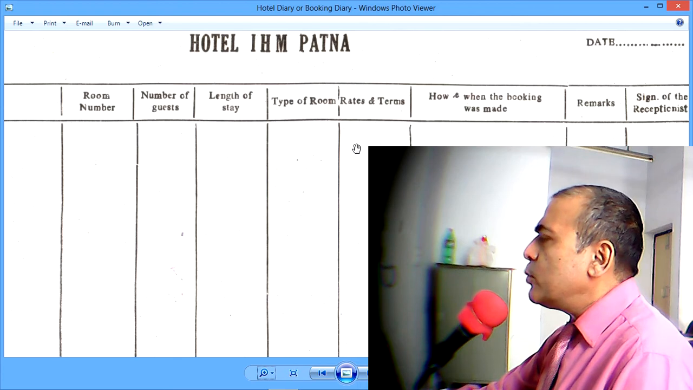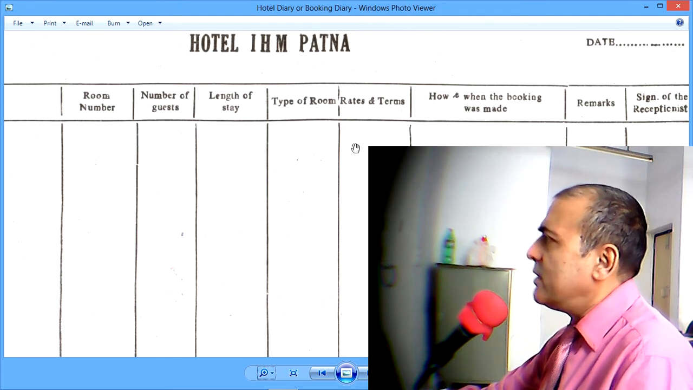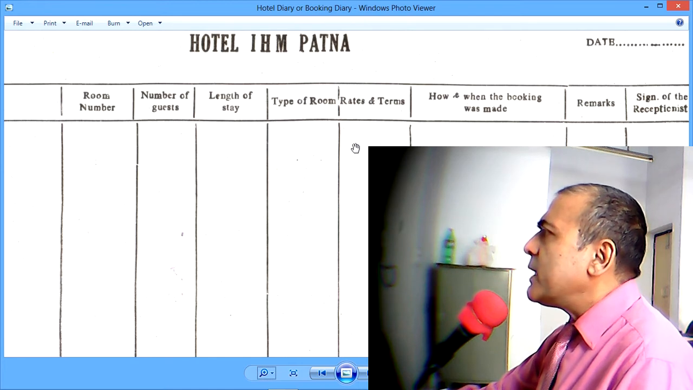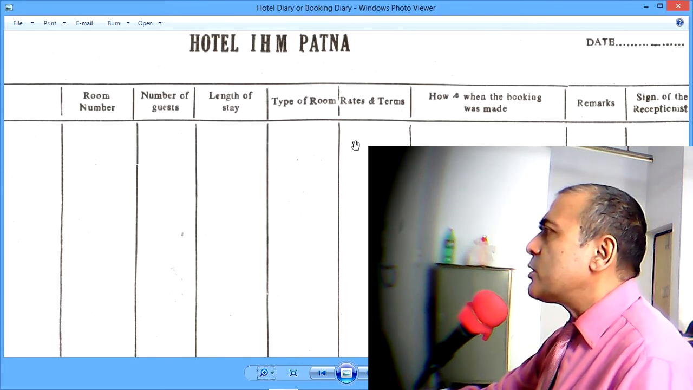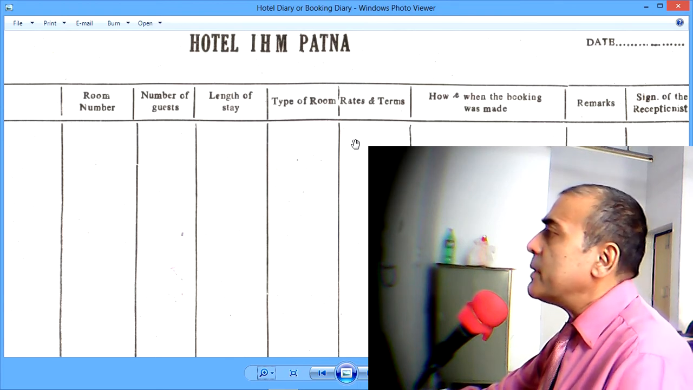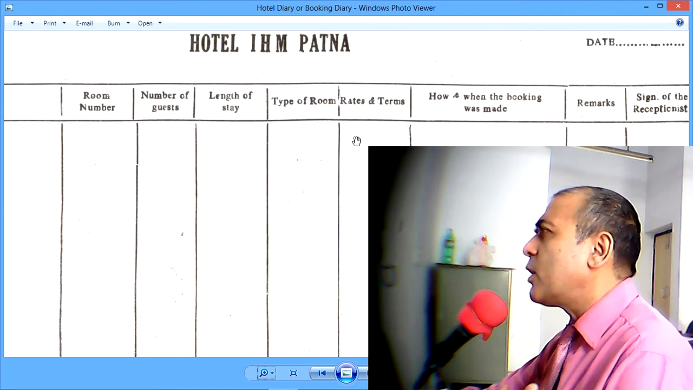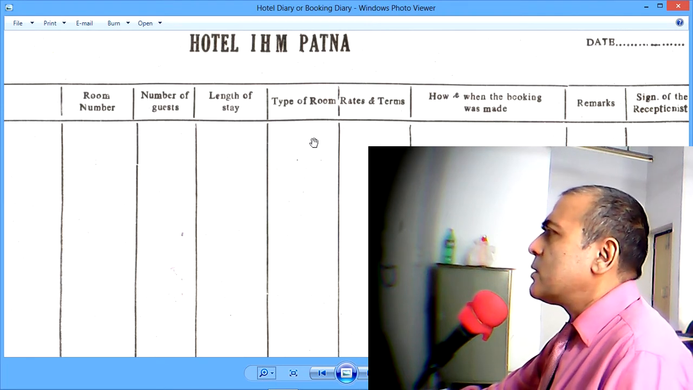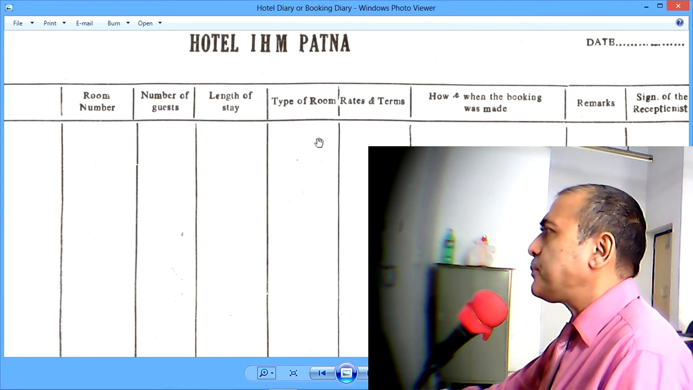The type of room has to be matched with the guest profile and guest need. Profile meaning his spending power, his occupation, his profession. So some people can afford and prefer to have expensive rooms, and some people would like to go with lesser priced, moderate priced rooms. So that is how we select and allot a room to a guest.